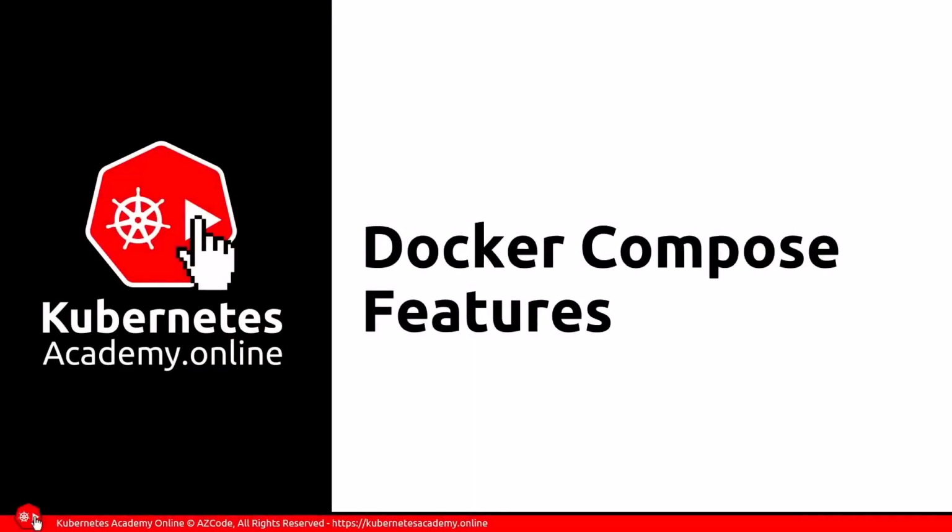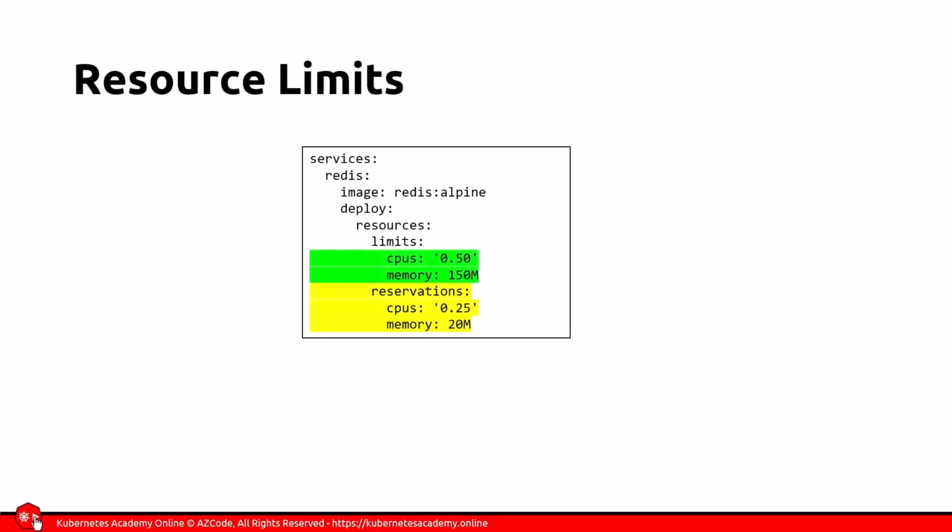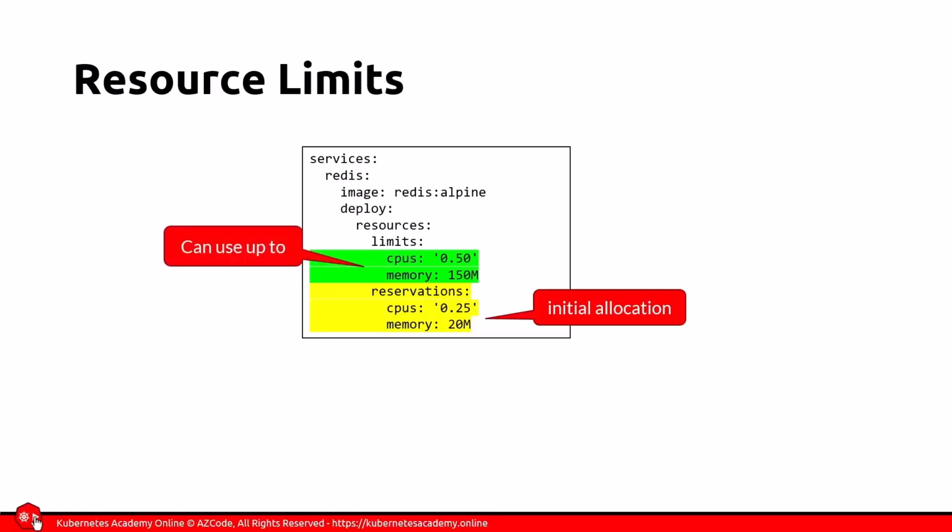Let's take a look at some of the Compose file features. It's a good practice to set limits on the resources that your container will use. In this example, highlighted in yellow, we tell Docker to start the container with 1/4 of a CPU and 20 megabytes of RAM. The green section is the limits that we are allowing. In this case, half of a CPU and 150 megabytes of RAM.